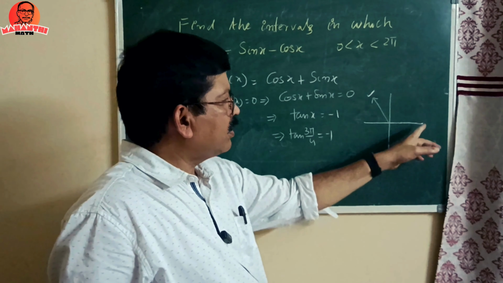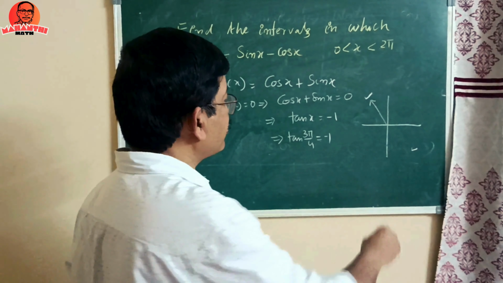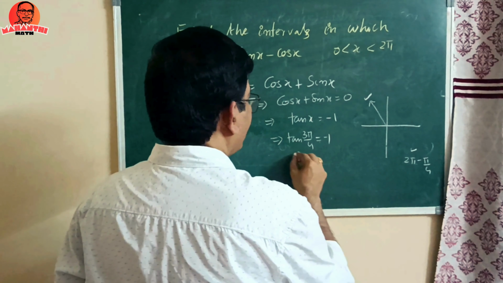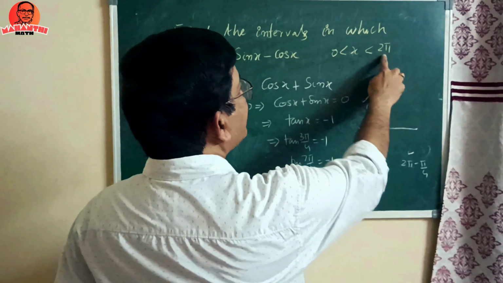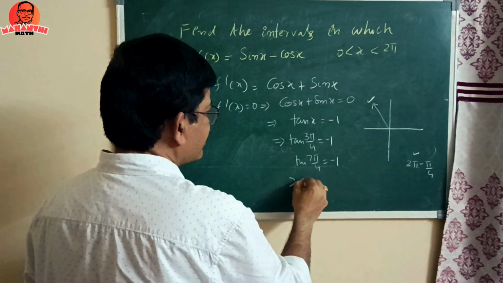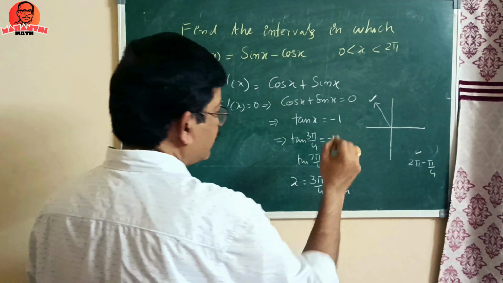What is the value of that one? 360 minus pi by 4, you do that. 2 pi minus pi by 4. How much it is? 2 pi minus pi by 4? 8 minus 1, 7 pi by 4. Tan 7 pi by 4 is also minus 1. Here interval given 0 to 2 pi only, no need to check other values. So the stationary values are 3 pi by 4 and 7 pi by 4.